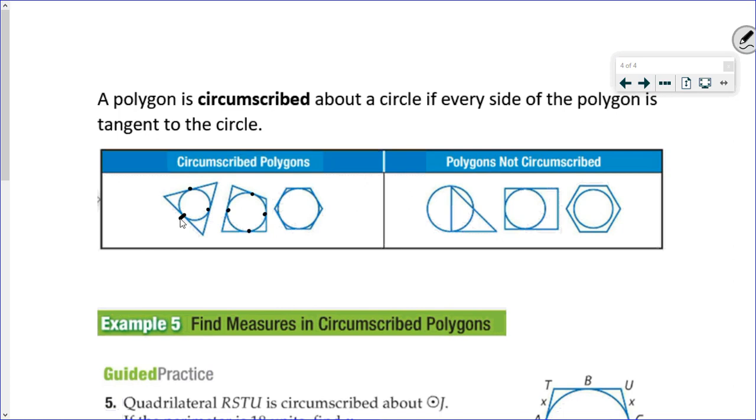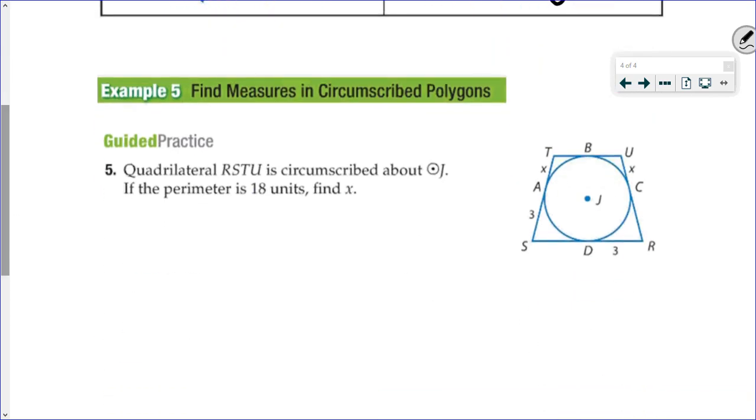All of these here are non-examples. They're not circumscribed because not all sides are tangent. In this quadrilateral, that side doesn't intersect the circle. None of the sides intersect in this hexagon. So these are all non-examples. They're not circumscribed. And so we'll find measures in circumscribed polygons.